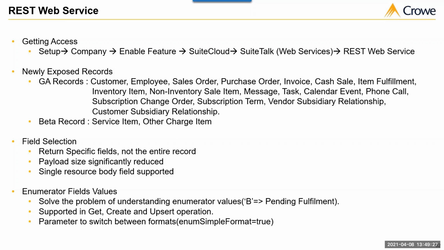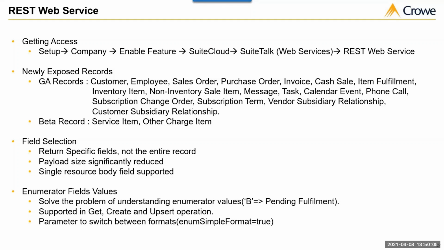We can now have some endpoints for general availability records, which are customer, sales order, purchase order, invoice. These are the most frequently used records in your integration. So you can now start integrating NetSuite with REST web services. And in an upcoming release, maybe we are going to have much more availability of records with REST web services. And soon we will maybe transition from SOAP based web service to REST web service.